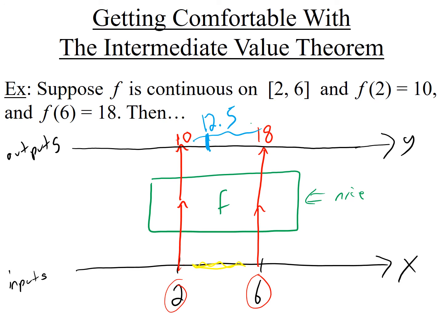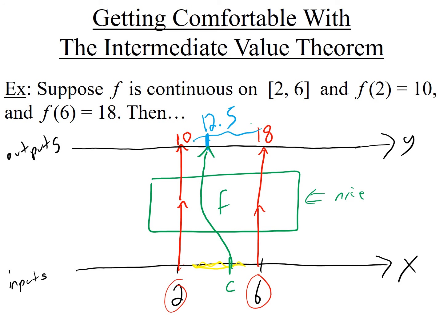Let's go ahead and just say that it's, I don't know, let's say it's here. I don't know what the number is. I just know there's one between 2 and 6. We're going to call that number C. So if you plug C into the function, you get 12.5 out. So if 10 can come out of the function and 18 can come out of the function, then any number between 10 and 18 can come out of the function. That's what a continuous function is.